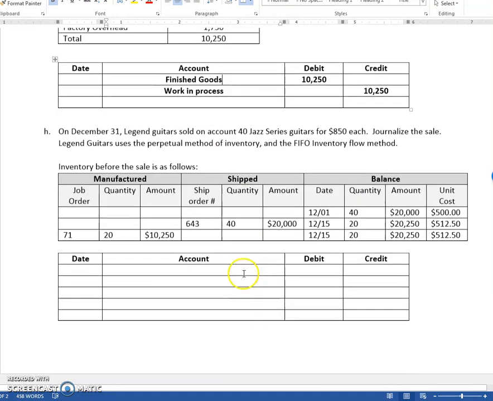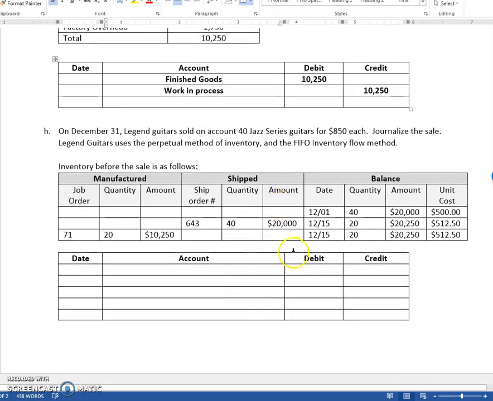Alright, on December the 31st, letter H, we're going to sell some guitars. So we're finally going to make a sale here. We sold 40 jazz guitars at $850 each on account. So we have an accounts receivable because those people have promised to pay us later. And it's 40 guitars, and we sold those for $850 each. So 40 times 850 tells us that we are going to receive $34,000 from our customers. And this is a sales, which is a revenue, so we credit our revenue.